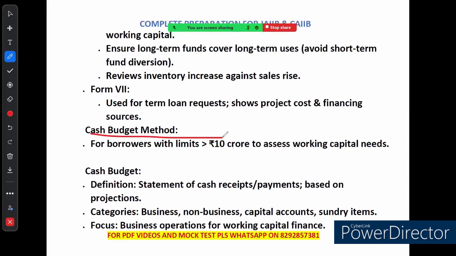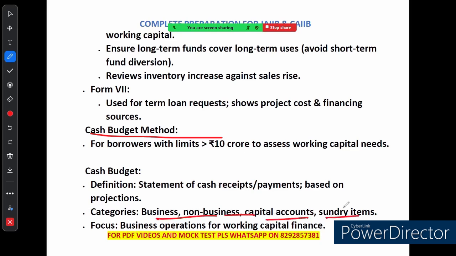So what is the cash budget method? A cash budget is a statement that shows all the cash a business expects to receive and spend over a period of time. So this is called a cash budget. It is a statement that shows what kind of payments the business will receive and what it is spending. It is based on projection of future operations and helps businesses manage their working capital. This budget includes categories like business expense, non-business expense, capital account, sundry items.